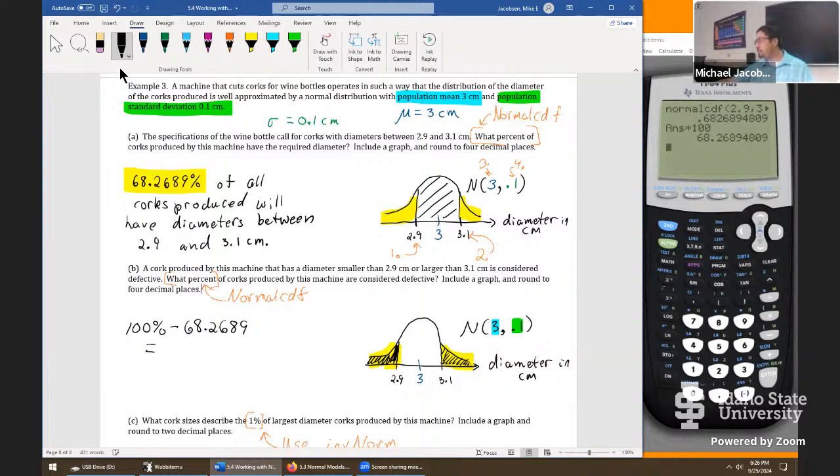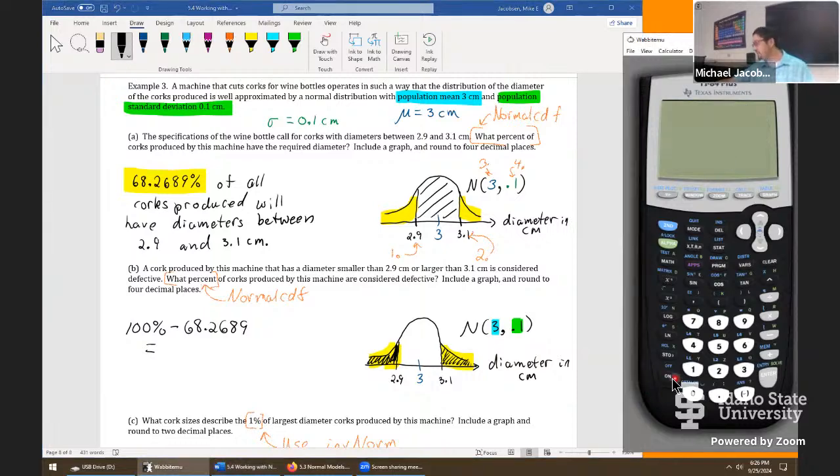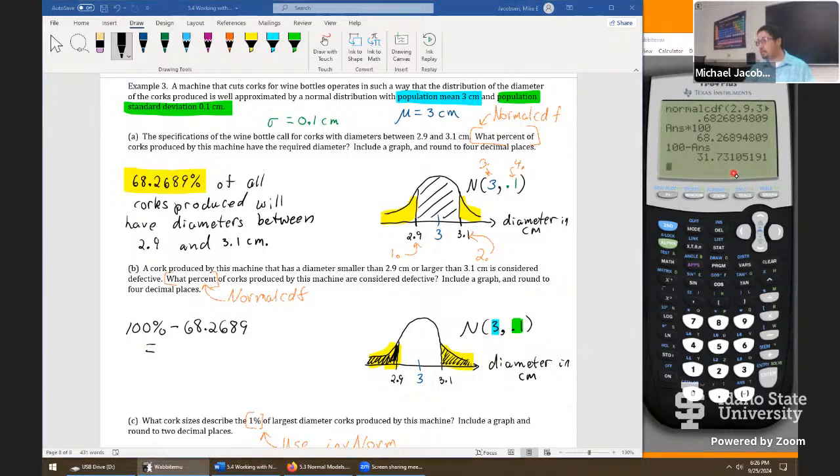Instead of retyping all that, you can go over here in the calculator, just turned off. Go 100, hit minus, and go second, a negative sign for prior answer. That gives you the percentage we want, so 31.7311 after rounding.